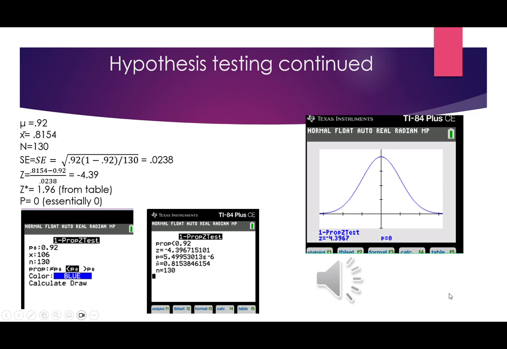So my mu is 0.92, my x bar is 0.8154, my sample size n is 130, the standard error is 0.0238, my z-score is negative 4.39, and my z-star is 1.96 from the table. My p is equal to 0, or it's essentially 0.